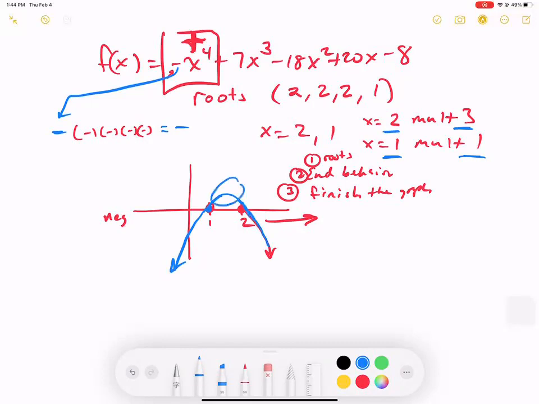We don't know how high it goes. We don't know how low it goes. But we for sure know that it is a bounce.